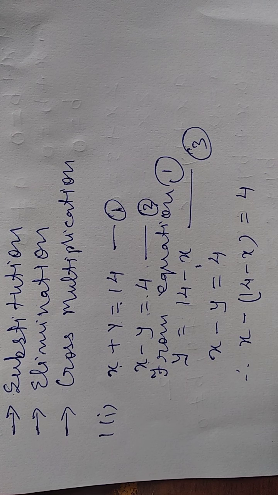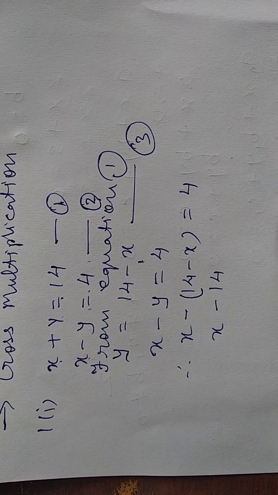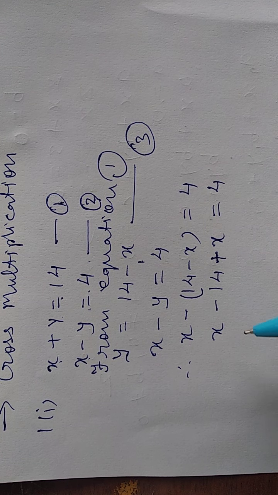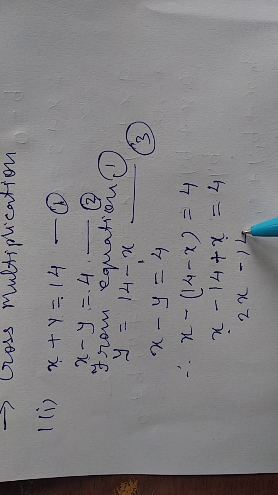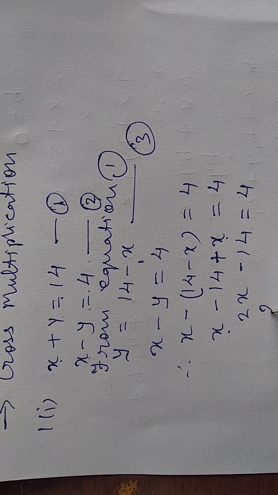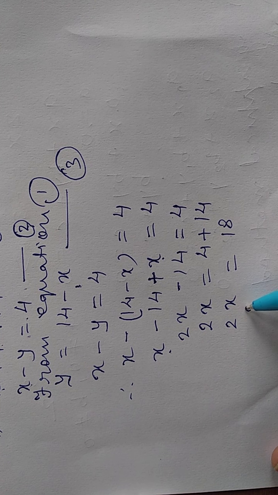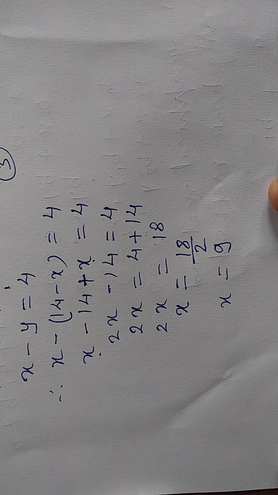is equal to 4. Now open the bracket, it is x minus 14, minus becomes plus, is equal to 4. x plus x is 2x, minus 14 is equal to 4. So 2x is equal to 4 plus 14. So 2x is equal to 18. So x is equal to 18 upon 2, that is 9. x is equal to 9.